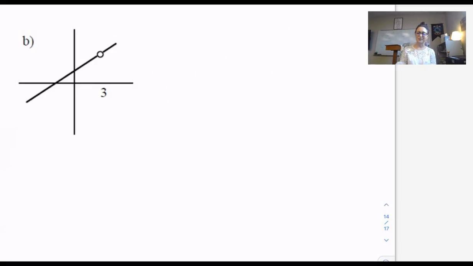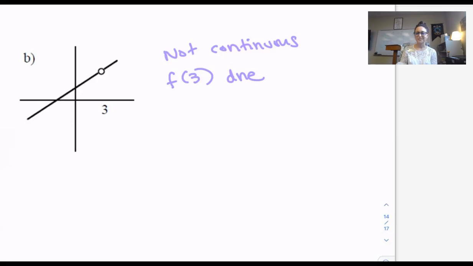All right, same directions for part B. Go ahead and try this one on your own and then click continue when you're ready to see the answer. So this one's not continuous either. Notice that f of 3, the function value, does not exist.